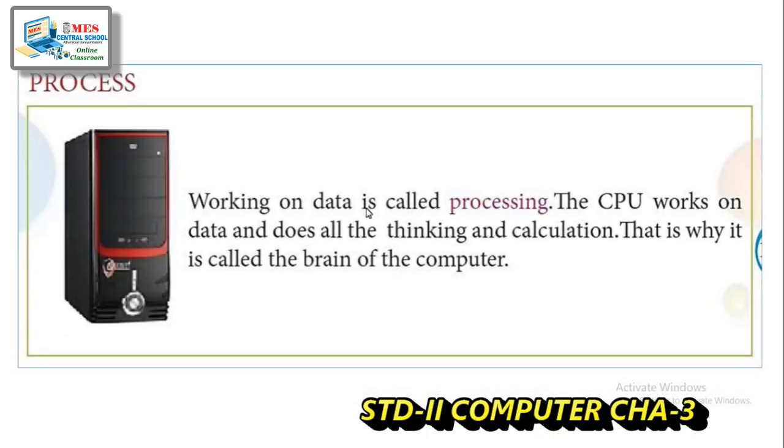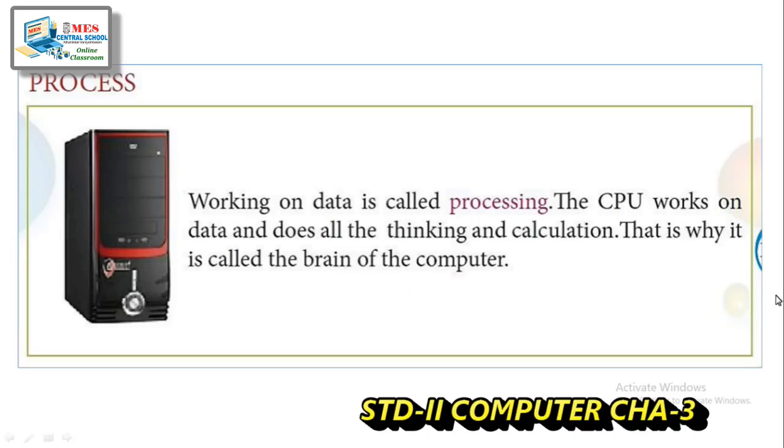Now, by using the keyboard and mouse, we give the data to the computer. Which part of the computer will process that? Working on data is called processing. The CPU, the full form of CPU, Central Processing Unit, works on data and does all the thinking and calculation. That is why it is called the brain of the computer.